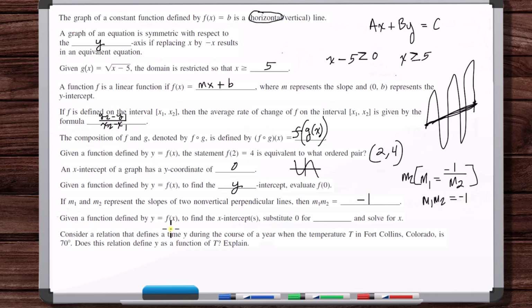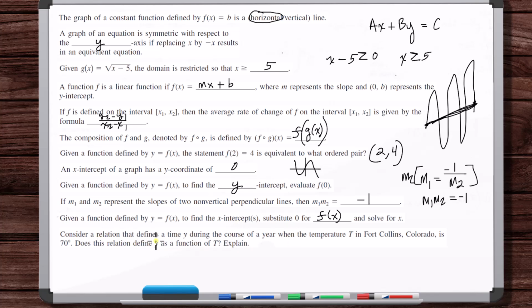Given a function defined by y is equal to f of x, to find the x-intercepts, substitute 0 for f of x. F of x, remember, is equal to y. You have y is equal to some expression of x. So it's the same idea. You substitute 0 for f of x, because f of x is the same thing as y. It's just that you're using function notation for the case of a function if you want to. So replace f of x with 0 and solve for x. And you get the x-intercepts, because you're substituting 0 for y.